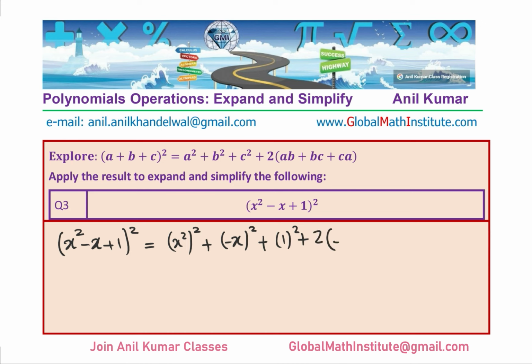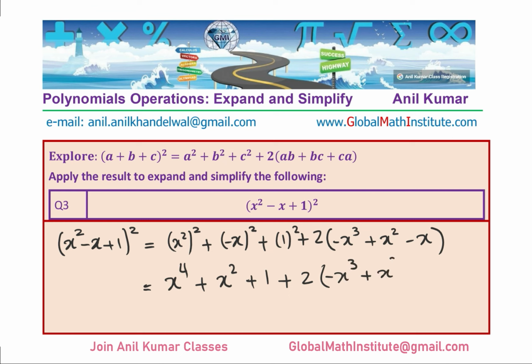So when you multiply x squared with minus x, we get minus x cubed. And then we have plus x squared, and then you have minus x. You will also notice the method which I have used. All these polynomials are written in the right way, highest degree first. You get the idea, right? Now we have here x to the power of 4 plus x squared plus 1 plus 2 times (minus x cubed plus x squared minus x), correct?